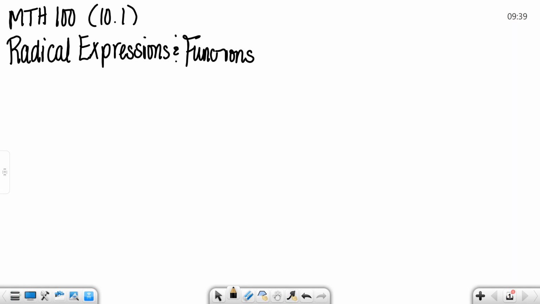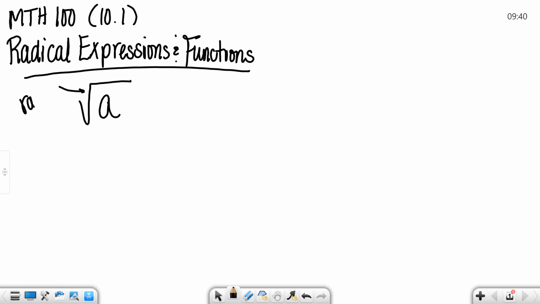Math 100, Lesson 10-1. It's about radical expressions and functions. All right, so first of all, let's just talk about what is a radical expression. Something that looks like this. This would be our actual radical sign.